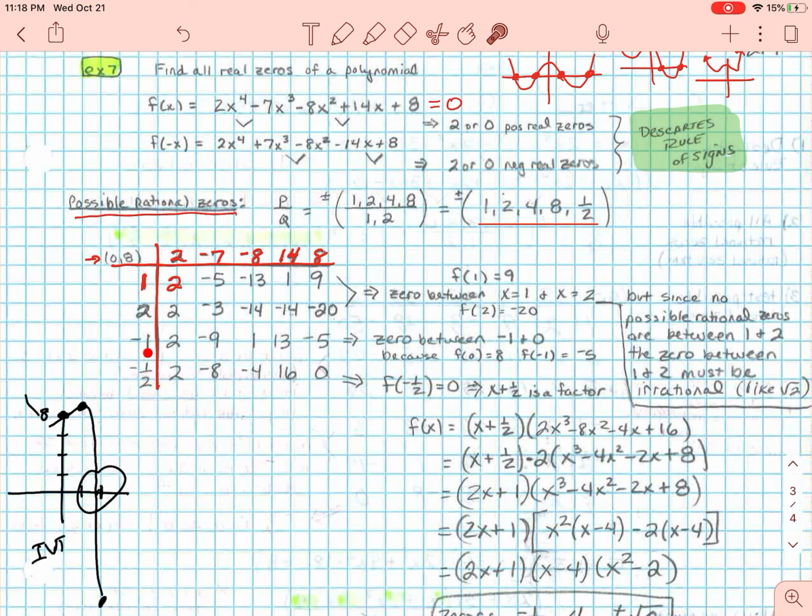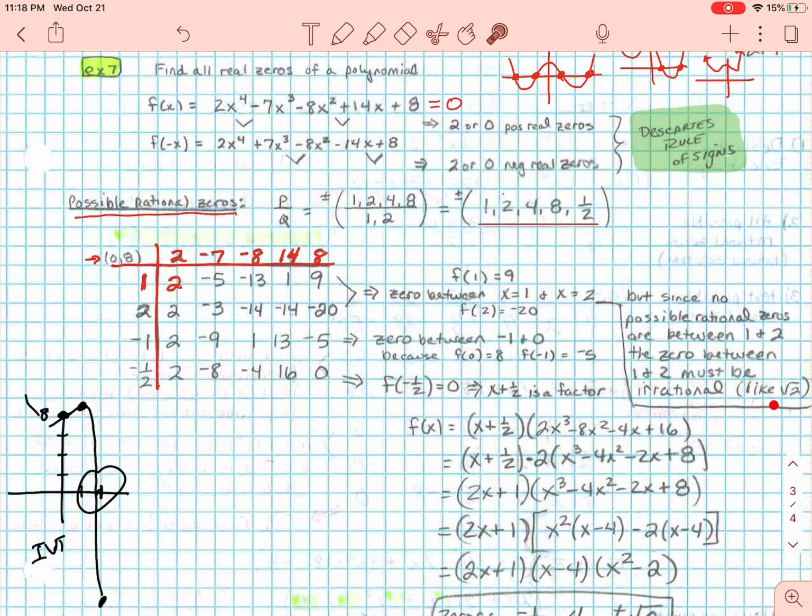So the next thing you might try is a number between 1 and 2. What would that be? Well, that'd be like 1.5 or 3/2. Well, the problem with that is there aren't any rational zeros between 1 and 2. The only ones we have are 1, 2, 4, 8, and that's not between 1 and 2. So there must be a 0 between 1 and 2, but it's going to be irrational.